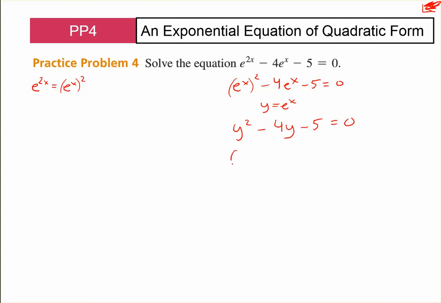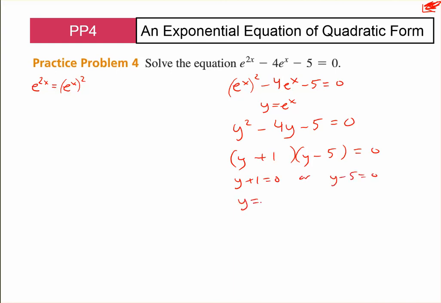I've been doing it for a long time. Two numbers that multiply to negative 5, sorry, that add to negative 4. I'll go with that. Positive 1, negative 5. Cool. Split them into two different pieces and solve each of those.